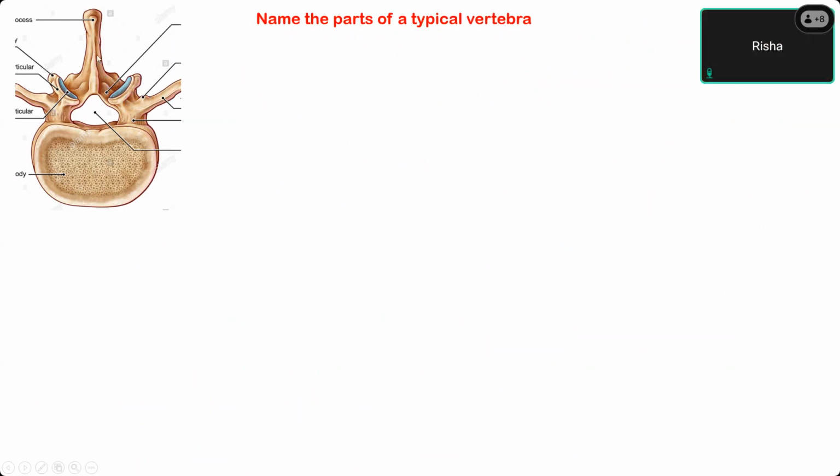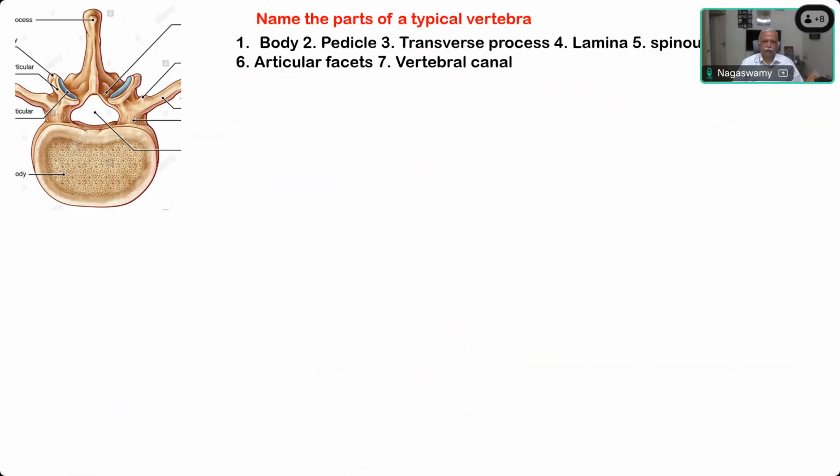What is this process? Spinous process. So between the transverse process and the spinous process, what is the communicating bone? Lamina. Very good. When you do a laminectomy, the neurosurgeons remove this only, to release the pressure. And this is the articular facet. So the parts are: body, pedicle, transverse process, lamina, spinous process, articular facets or facet joints, and the central vertebral canal.